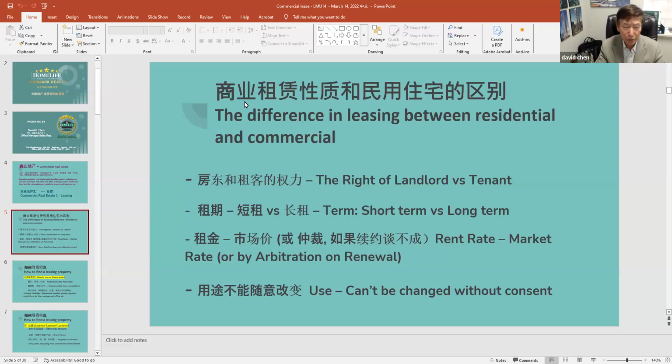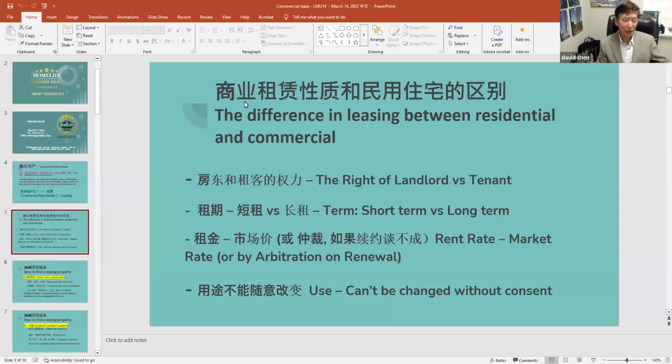Option to renew, please remember, always protects the tenant. The tenant has the right to decide whether to renew or not renew. But the landlord cannot oppose the tenant's decision, right? That's an issue. Please remember.